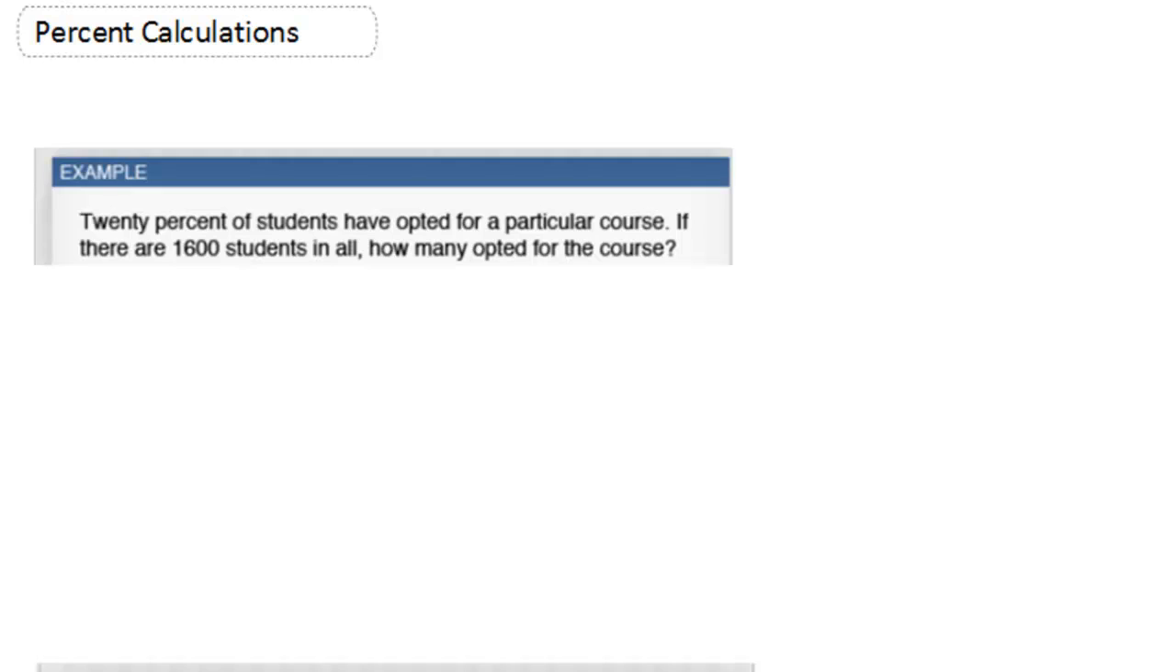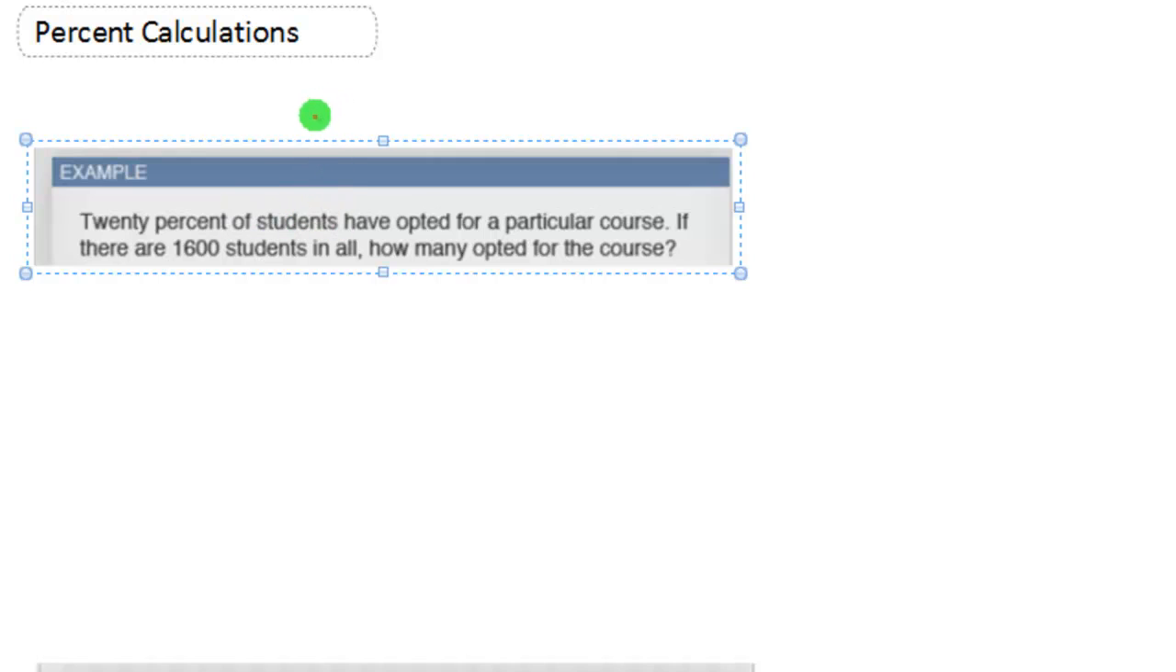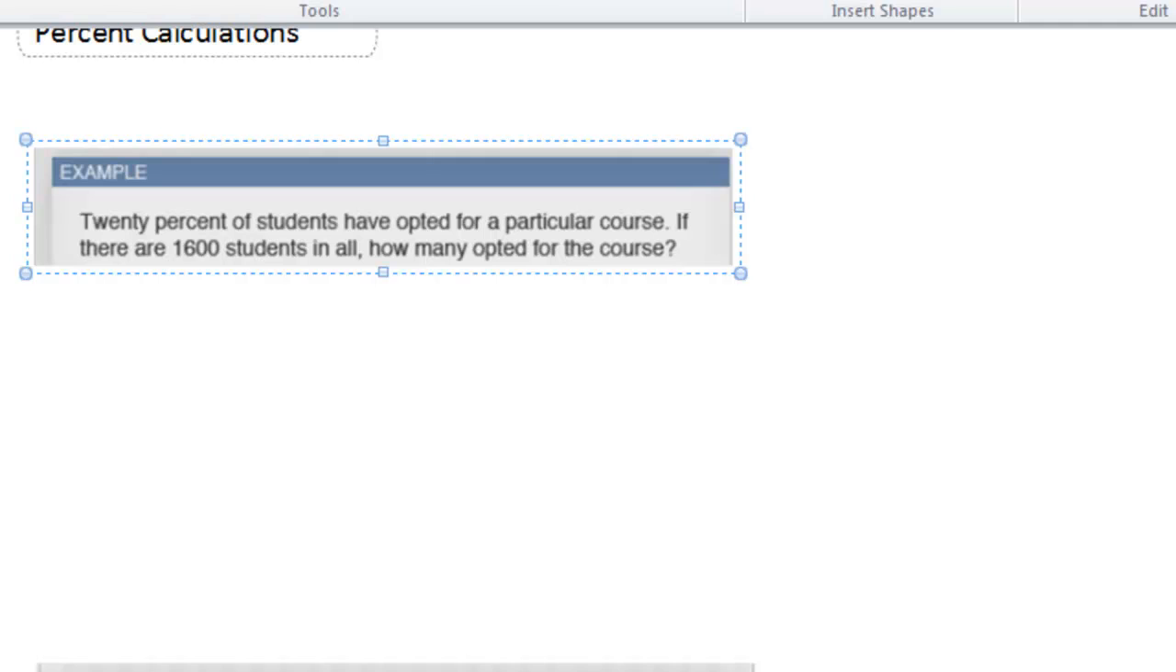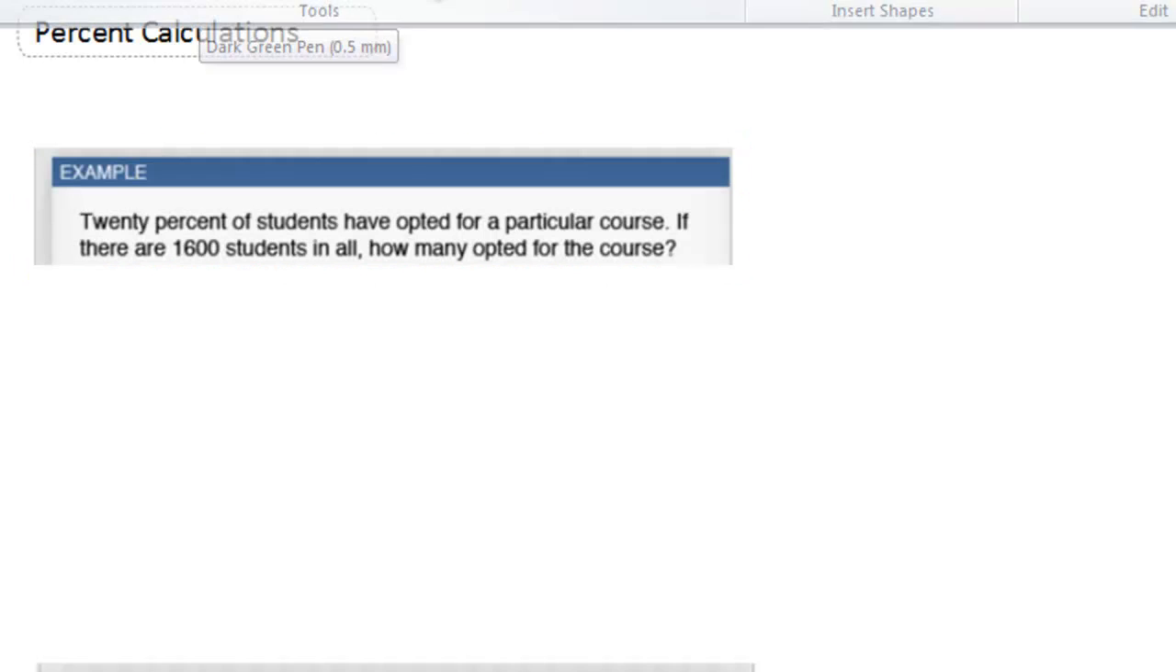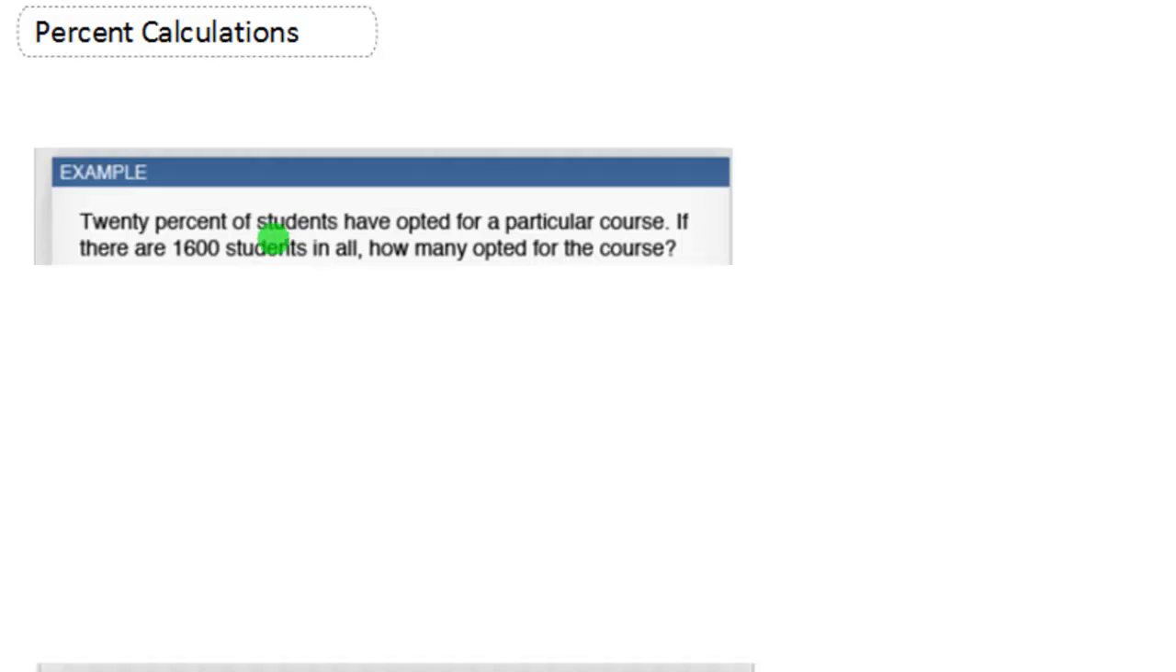It says 20% of students have opted for a particular course. If there are 1,600 students in all, how many opted for the course? One of the big ways to figure out which one is the base is to look for that word "of." That's going to give you a good clue which one's the base. So I'm going to rewrite this problem, and it says 20%, 20 over 100, of.